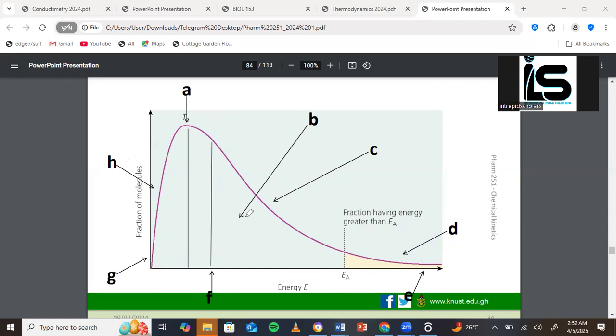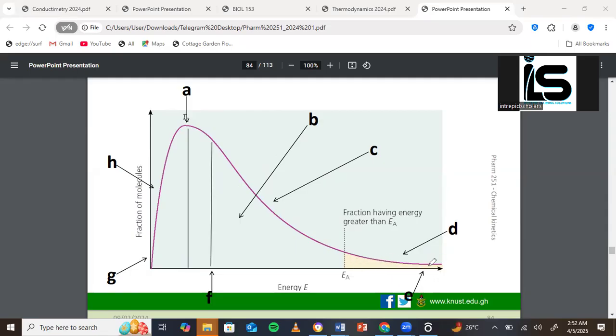Now the D is telling us that for a normal distribution of gas, it's only a few particles that have enough energy to overcome the activation energy, hence form a product. So only a few particles, in this yellow area under the curve, have enough energy to overcome the activation energy and probably form products.